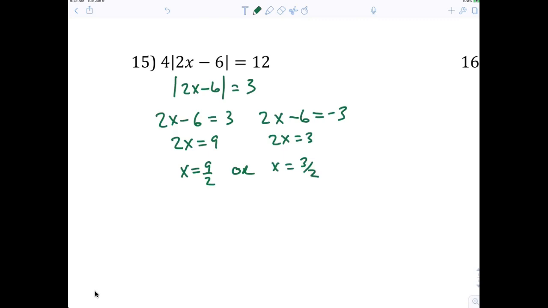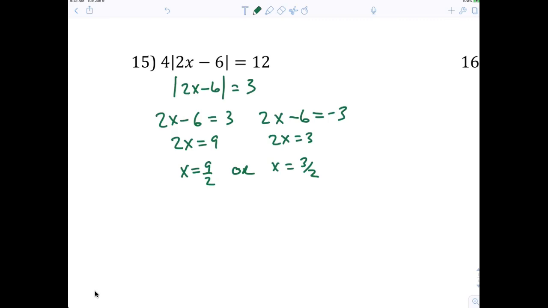Rivers, what? So we don't use the 4 at all. What are you talking about? What do we do to the 4, Rivers? Isolated it. Well, I isolated the absolute value, but what did I do to the 4? Tell them again. AC, what did we do? You're right. You divided by 4.